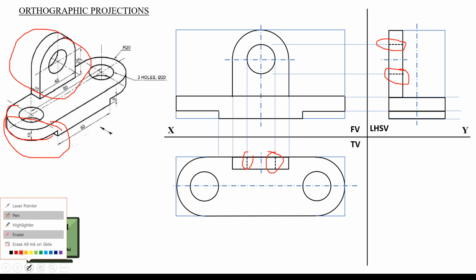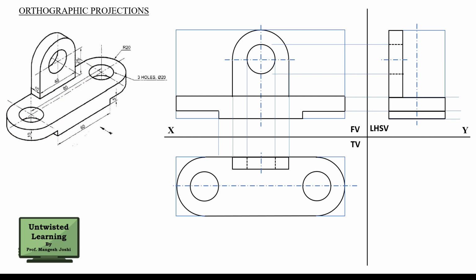Now these two edges will not be visible from the top direction, and hence that is to be drawn hidden. So I have drawn these two edges hidden. Similarly, this hole will not be seen in side view, these two holes. So these are drawn over here, right?